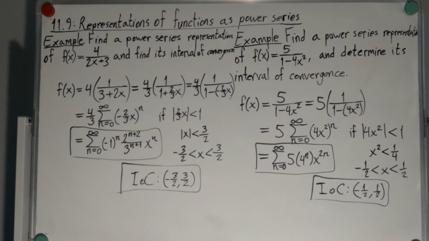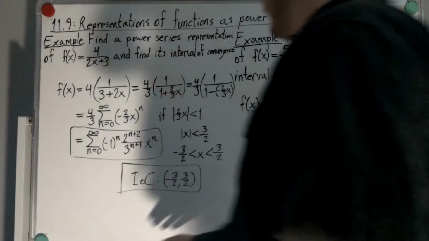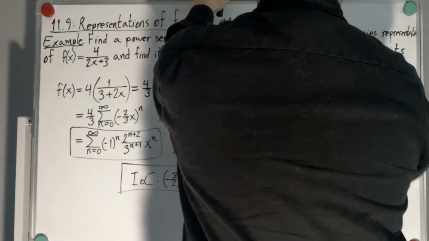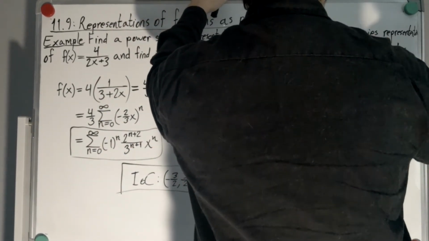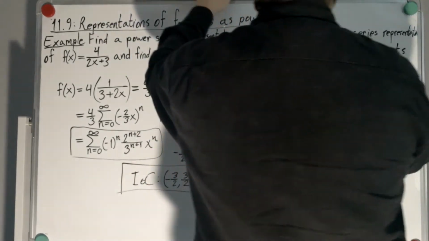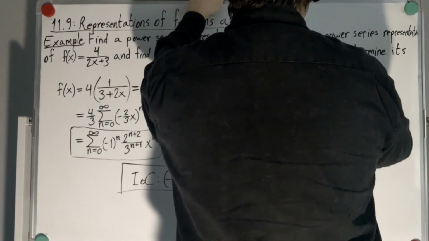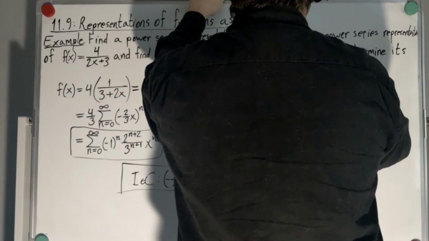Alright, let's see if we can do another one. So this one's going to be x over 2x squared plus 1. So, let's see here. We have x divided by 2x squared plus 1.